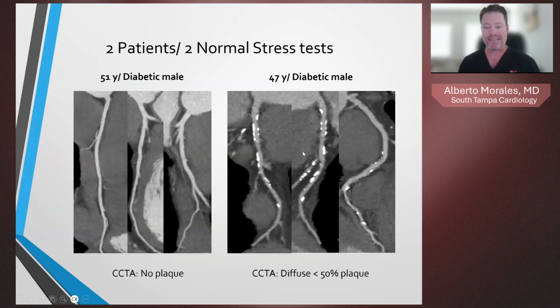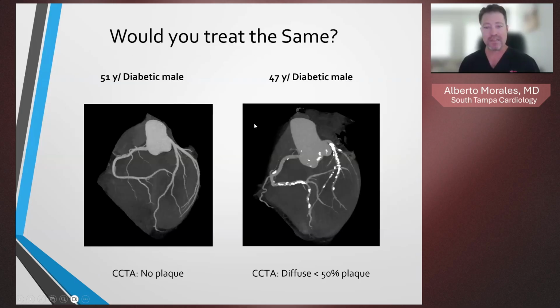With a CT, you get to see this. So this is very important. And then the million-dollar question is, would you treat these patients the same? And the answer is no, absolutely not. But again, with a stress test, you're not able to see what's going on.